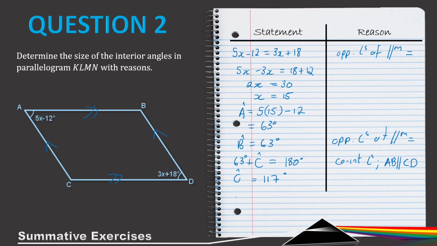Okay, and then we can also go further and say B will be, we used B here. No, this is D, sorry. This is D because this is the opposite angle. So then for B, we can just use the fact that B and C are equal. So B is equal to 117 because opposite angles of a parallelogram are equal. Okay, so that was question 2.